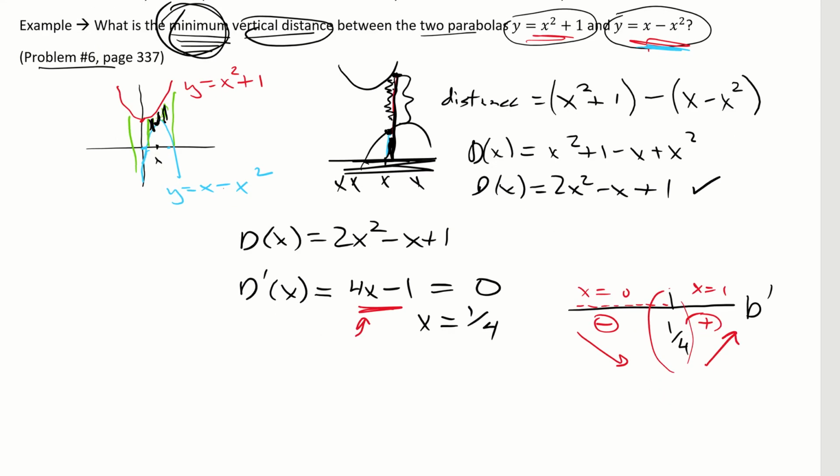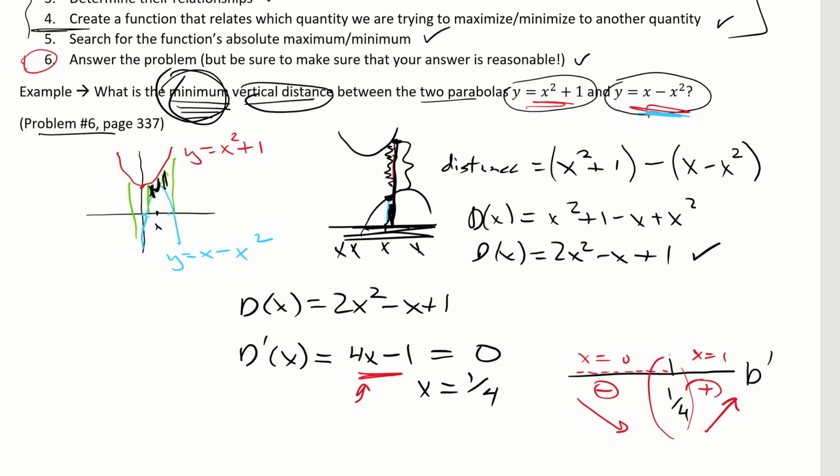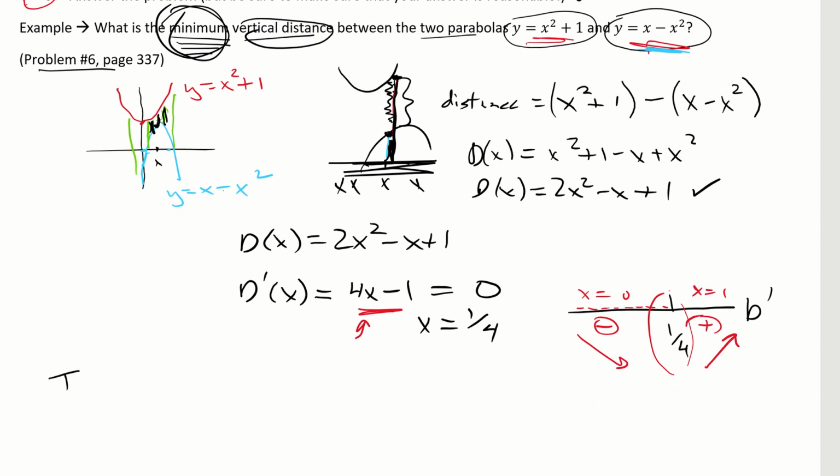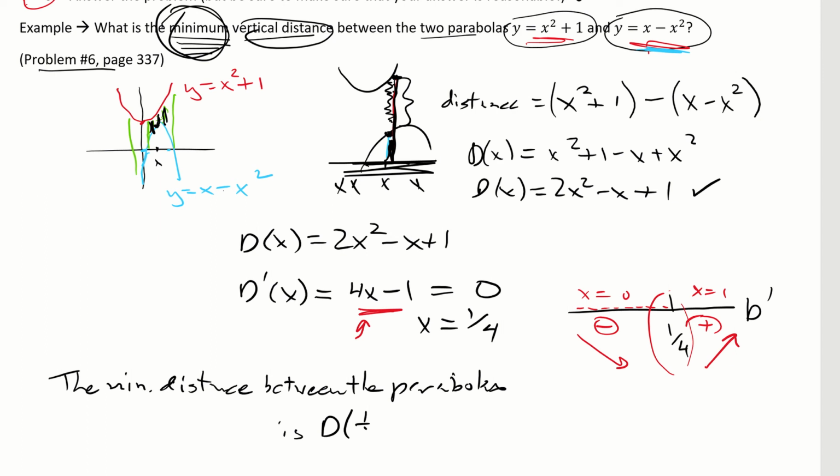So our last step, number 6, is answer the question. You would say, the minimum distance between the parabolas is, and you could say d of 1/4 is equal to what? 2 times 1/4 squared, minus 1/4 plus 1. And so that's 2/16 is 1/8, so minus 1/4, that would be minus 1/8. So I think we're getting 7/8. And that's the answer to this problem.